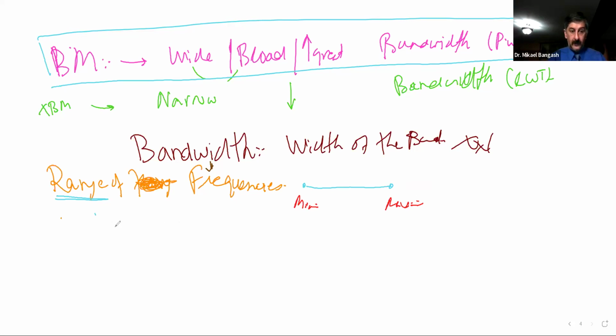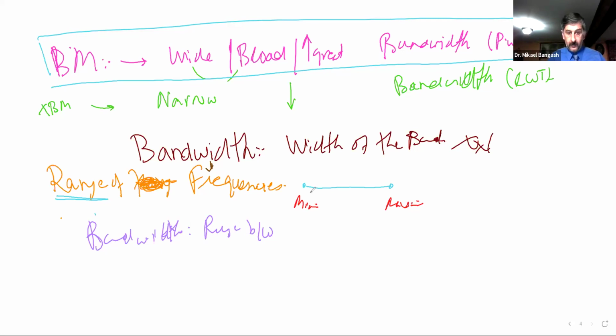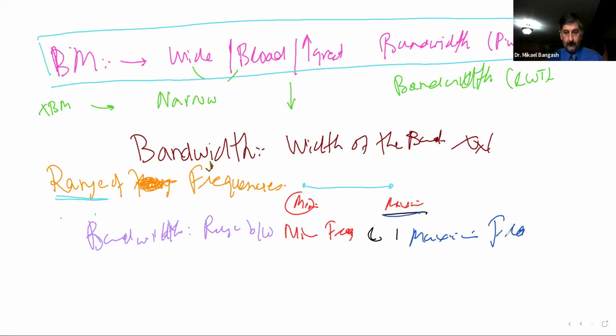So what would that mean your bandwidth here is going to be? Right now we're not talking about large or small. We're just generally talking: it's going to be the range between your minimum frequency and the maximum frequency of your transducer. Did that make sense? So that's going to be the bandwidth.